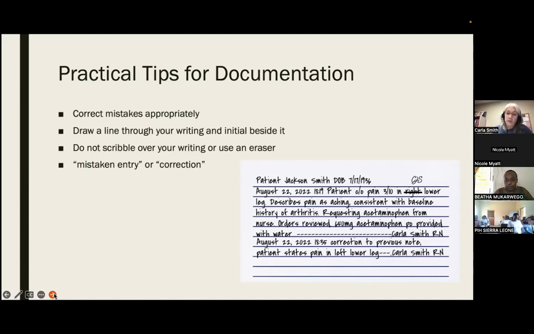It doesn't look like you omitted information. It looks like you made an honest error. You can still see the original word was right because I didn't scribble all over it. I drew the one line through it and I just simply made a correction to my documentation.